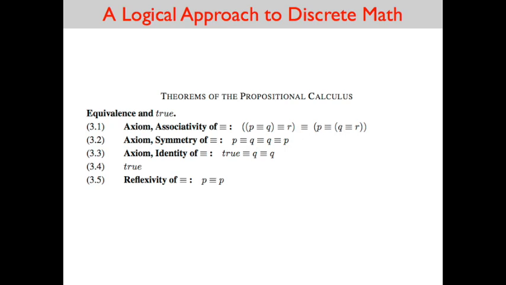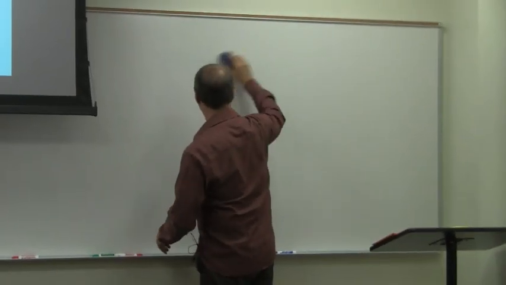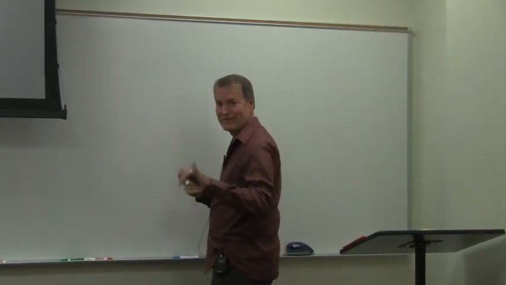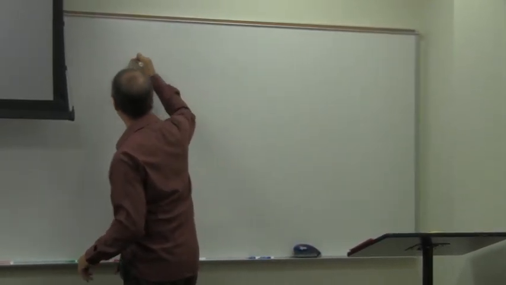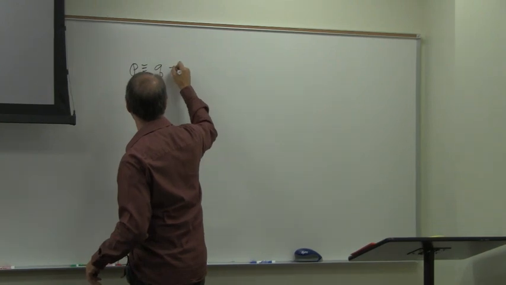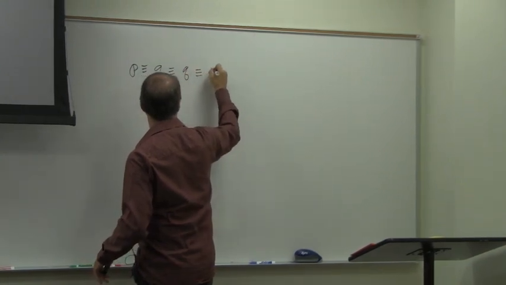This means that for 3.2, it's P equivales Q equivales Q equivales P. Now watch this. P equivales Q equivales Q equivales P. Oh, I'm supposed to use black, so it'll show up on the video. P equivales Q equivales Q equivales P.